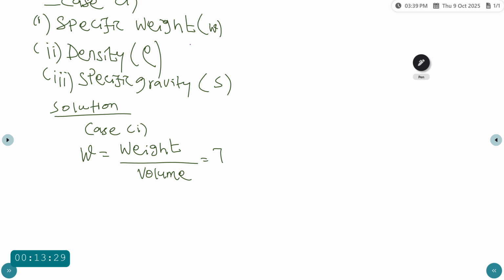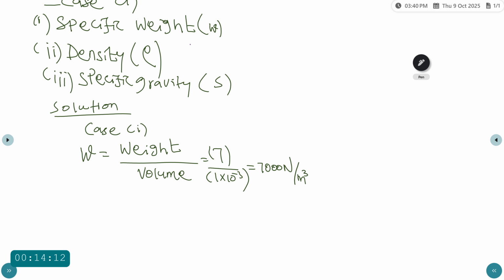7 Newton. Volume, we are converting the value into 1 into 10 power minus 3. So, dividing this, put brackets for accurate calculation. What is the value? 7000 Newton per meter cube. This is the answer, because the specific weight unit is Newton and the volume unit is meter cube. It was given in liter, so we converted the value into meter cube. The answer is 7000 Newton per meter cube.